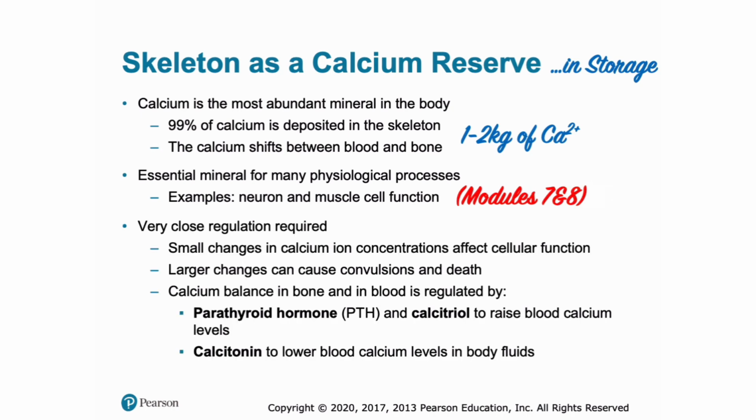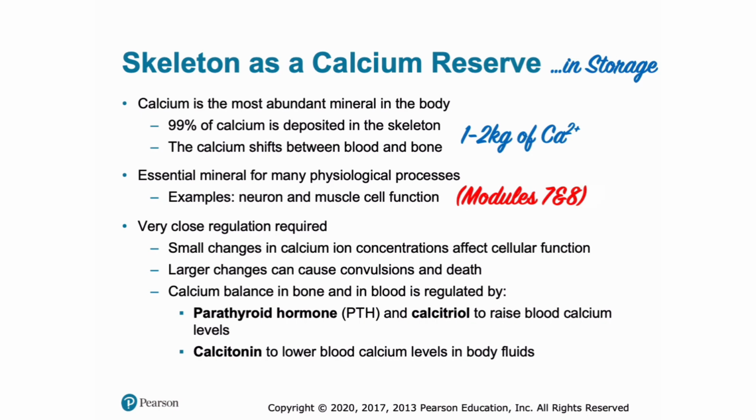There, it will become clearly evident why very close regulation is required of this mineral. Just small changes in calcium ion concentration can affect cellular function. For example, again, the release of neurotransmitters from neurons. Those neurotransmitters then can have numerous effects on their target cells. And if calcium levels are out of balance, it can affect muscle contractions. Large changes in calcium can even lead to convulsions and death.